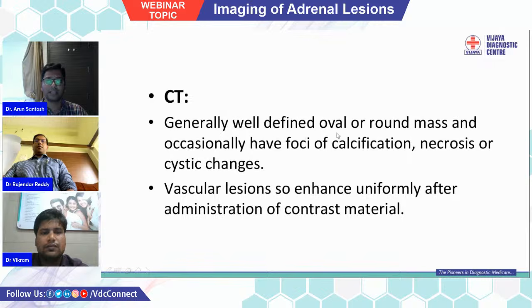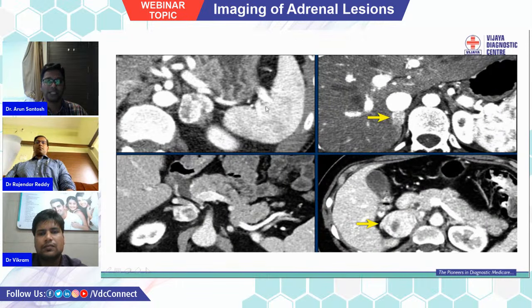CT is considered the modality of choice, and here we can see oval or round-shaped masses, and because they are vascular lesions, they enhance uniformly after the administration of contrast. So these are a series of multiple different patients of pheochromocytomas. Here we can see an intensely enhancing lesion in the left adrenal gland. Similarly, there is another intensely enhancing lesion in the right adrenal gland.